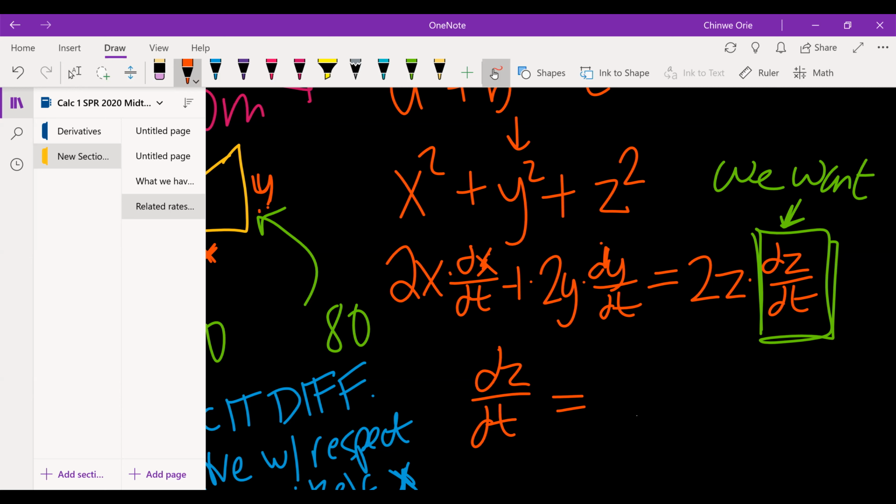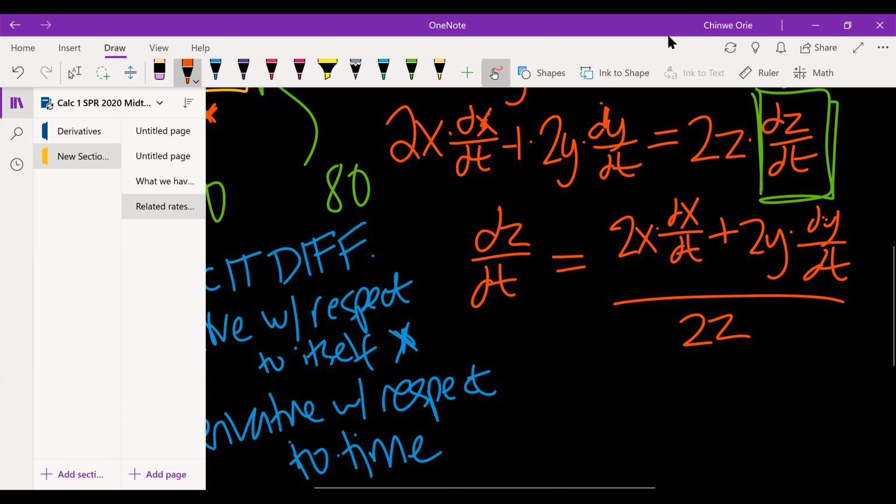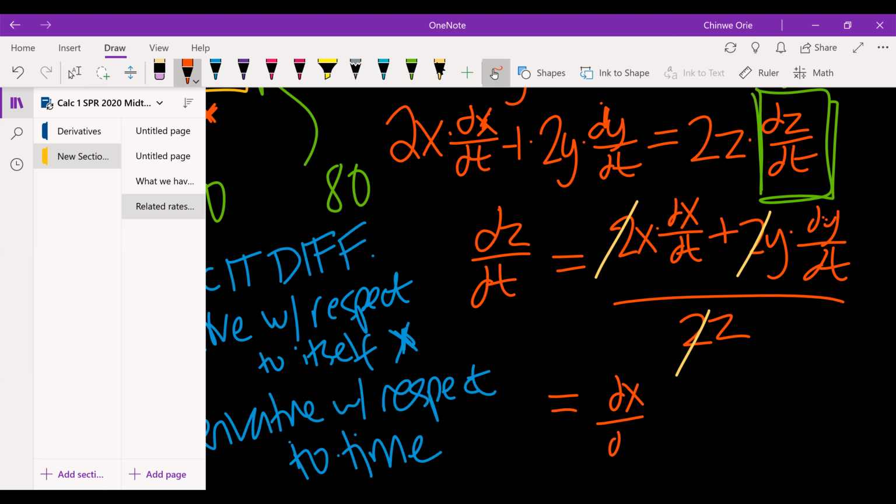divide both sides by 2z. It's 2y dy over dt over 2z. So you could probably, like I said, I like to do all my number stuff at the end after I've already figured out my simplification and everything. So we could probably get rid of these 2's because every term has a 2. So then you're going to be left with x dx over dt plus y dy over dt, all over z.